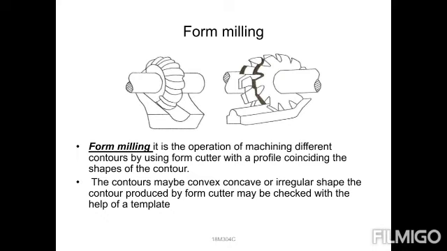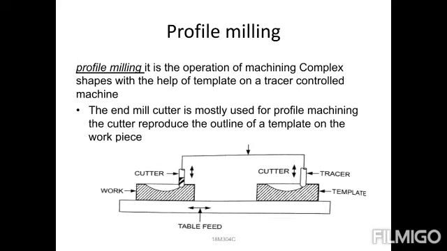You can observe here, form milling. It is the operation of machining different contours by using a form cutter with a profile coinciding with the shape of the contour. The contour may be convex, concave or irregular in shape. Contours produced by form cutters may be checked with the help of a template. So with the help of a template we can also check whether the sizes are correct or not. Next one is profile milling.